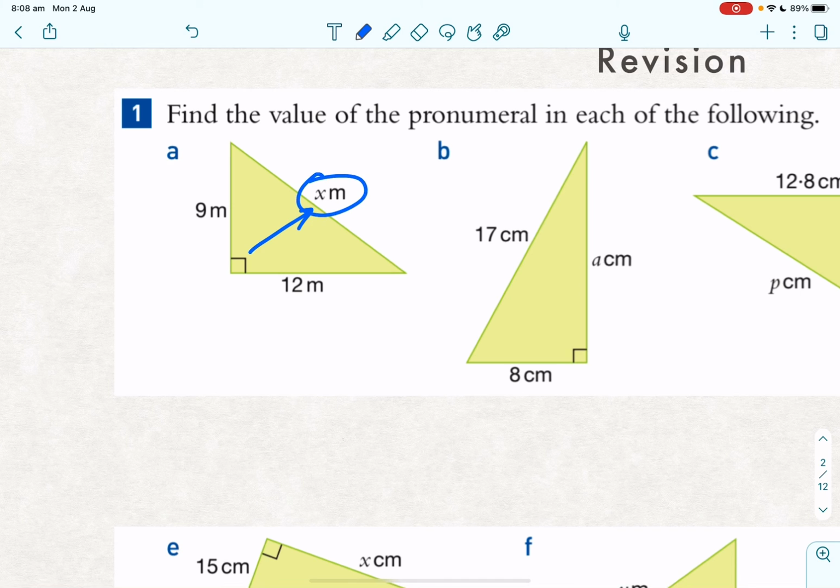If that is a number, we're minusing. If that is a letter, we're plussing. So in this case, the unknown side is a letter, opposite of the right angle, so we're plussing. So x equals the square root of 9 squared plus 12 squared. Calculator. Oh, that should be 15.